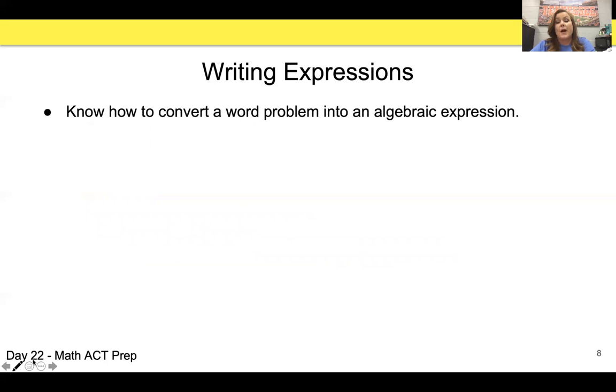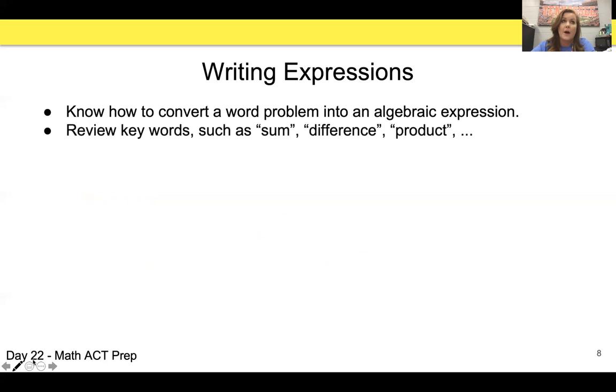You need to know how to convert a word problem into an algebraic expression. So that's going to be your keywords. You've got to know that sum means add, difference means subtract, product means multiply, quotient means divide. Here's an example, 3 more than twice a number.